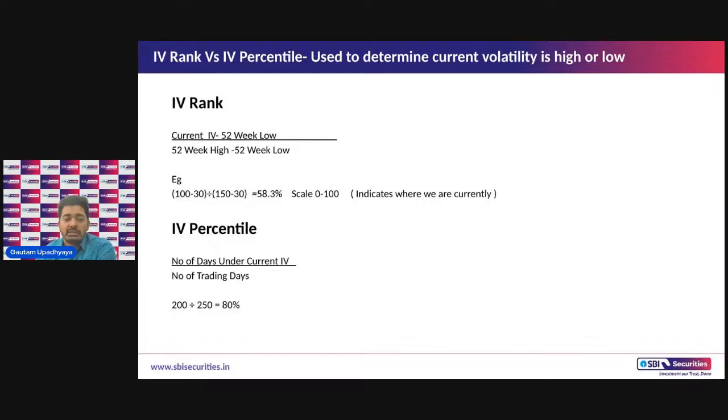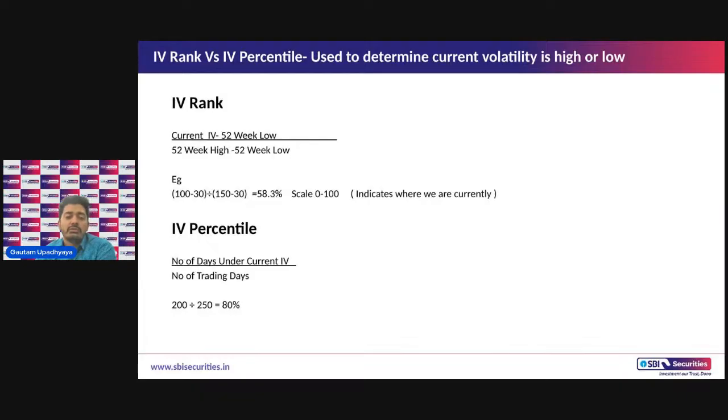The only challenge in this is you need the data, which is slightly difficult to get for all the participants, but there are softwares which provide the IV charts, as we call them, so that you can clearly come to know what is the 52-week high of the IV, what is the 52-week low of the IV, meaning for a particular Nifty what has been the historical IVs. So that particular data is required to calculate this particular formula.